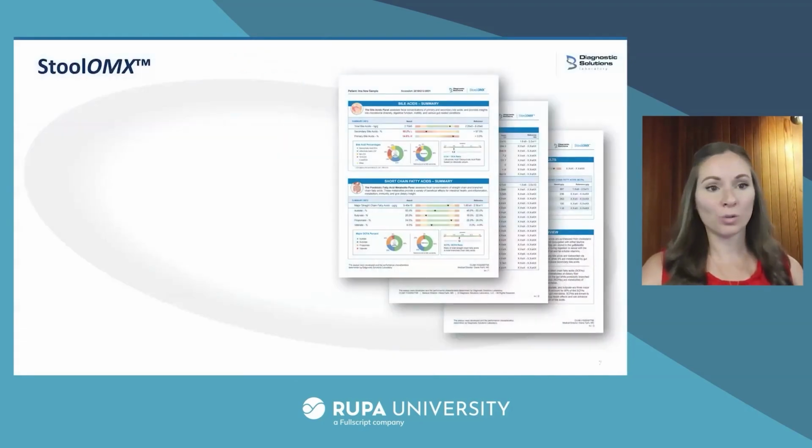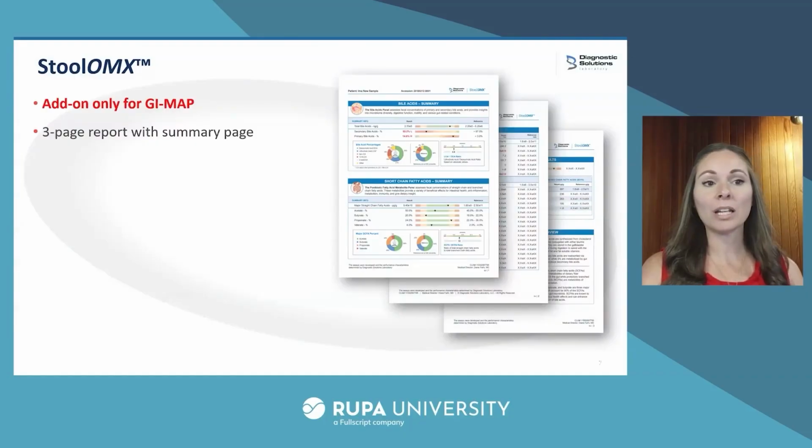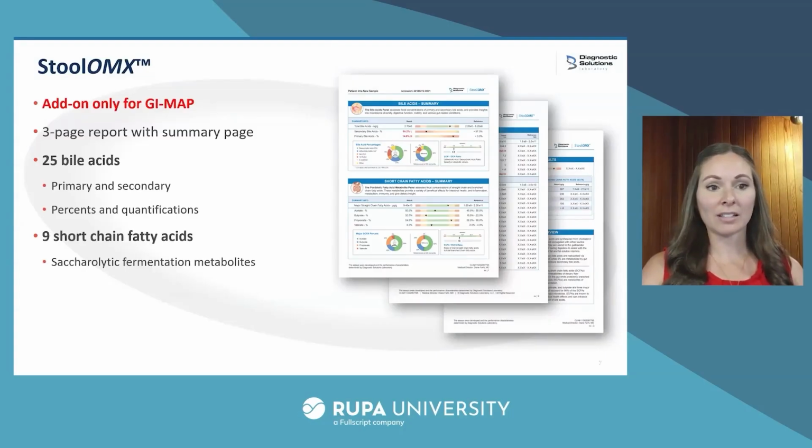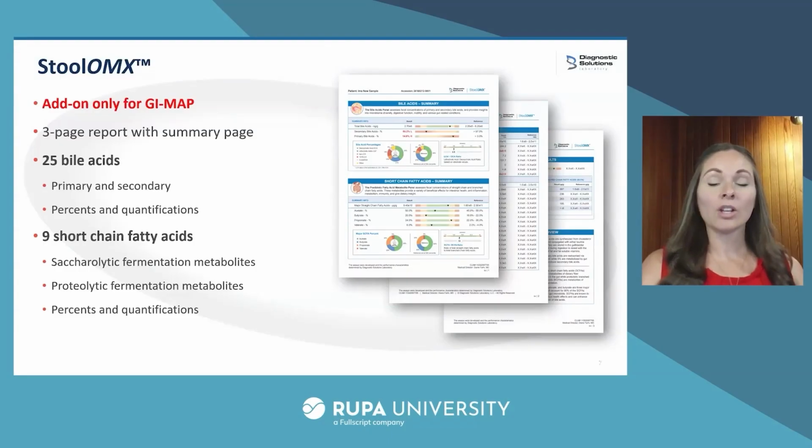So what is the StoolOMX? This is an add-on only for the GI map. It's a 3-page report with a summary page on the front. We get to see 25 bile acids, both primary and secondary, in both percents and quantifications, and I'm going to go through that in detail, and 9 short-chain fatty acids. So we're getting saccharolytic fermentation and proteolytic fermentation metabolites. And you see those both in percents and quantifications. So I'm going to orient you to what that report looks like and what we're looking at.